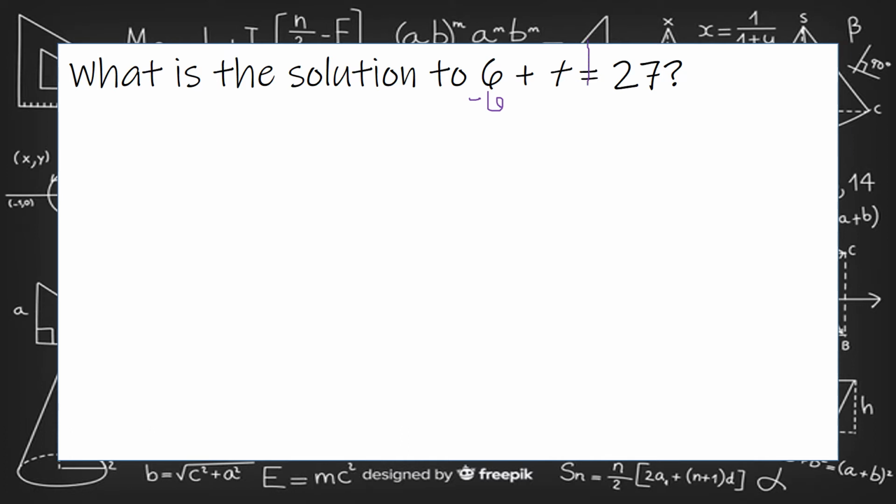It may be easier for you to draw a line through your equal sign so that you remember to do it on both the left and the right side of that equal sign. So if I do it on the left, I'm going to do it on the right. So 6 minus 6 gives me 0 plus t. So we've just got a t there. We're going to bring down our equal sign. 27 minus 6 gives me 21.